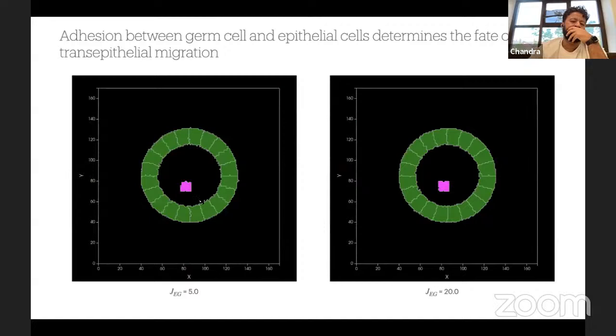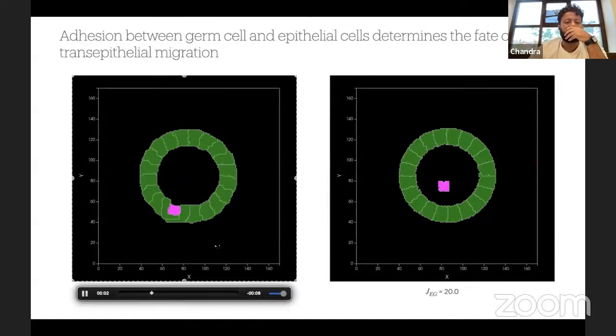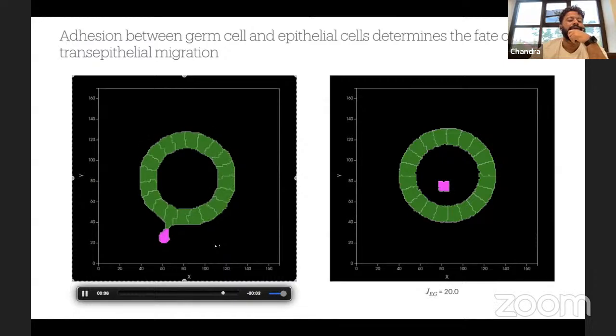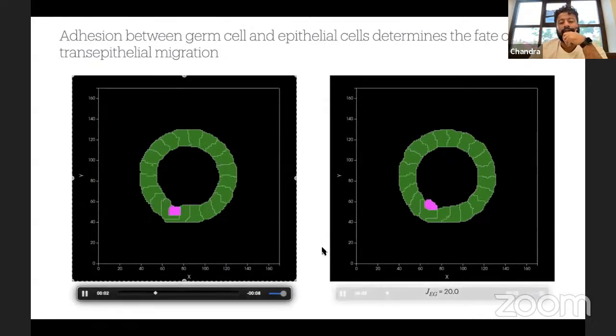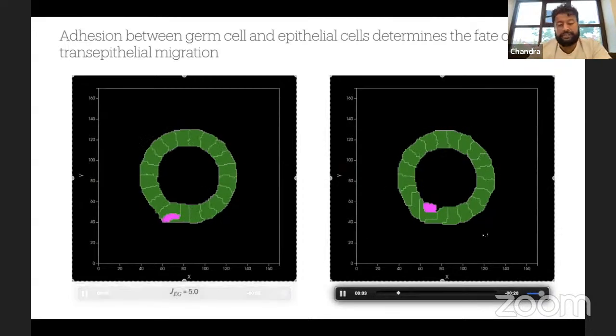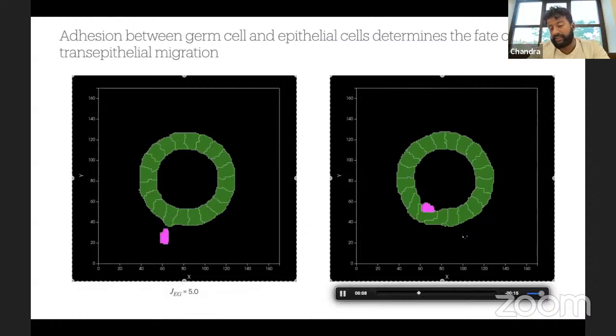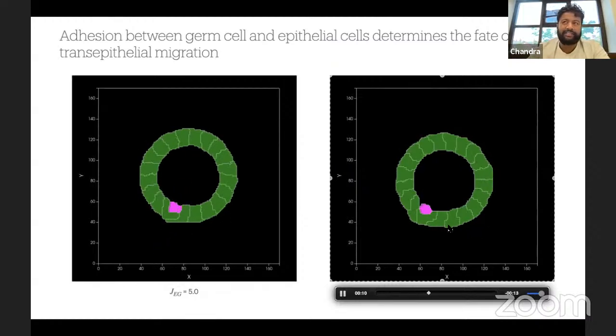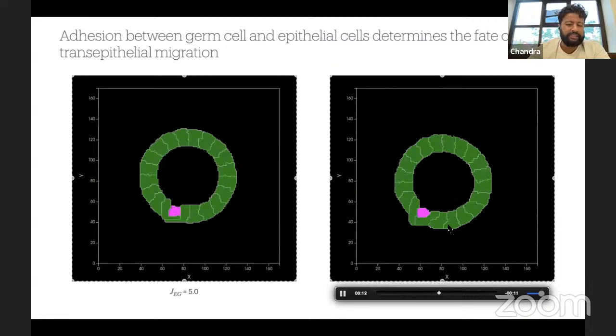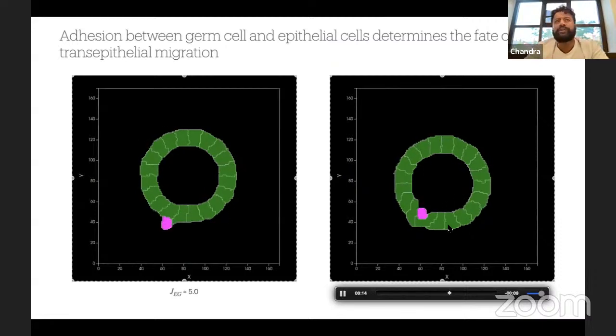So let me just play an instance where the germ cell manages to exit. And this is an instance where, well, it doesn't exit, because at least for however long I have simulated, it doesn't exit. And what is long enough?